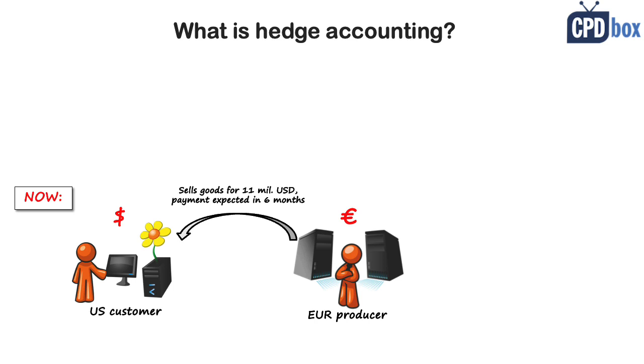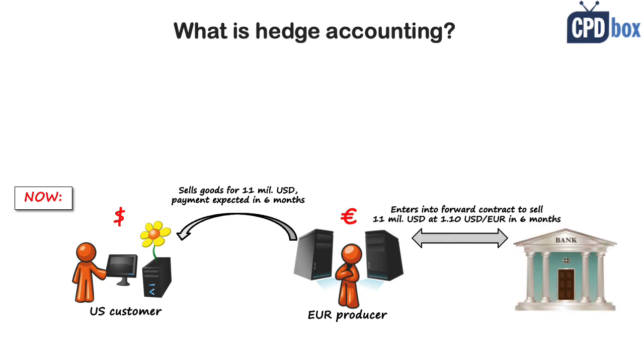So the producer decides to protect against that risk and enters into a foreign currency forward contract with the bank to sell 11 million US dollars at the rate of 1.10 US dollars per euro after 6 months. So effectively, whatever happens with the foreign currency rates in time, the producer fixed that rate at 1.10 now.